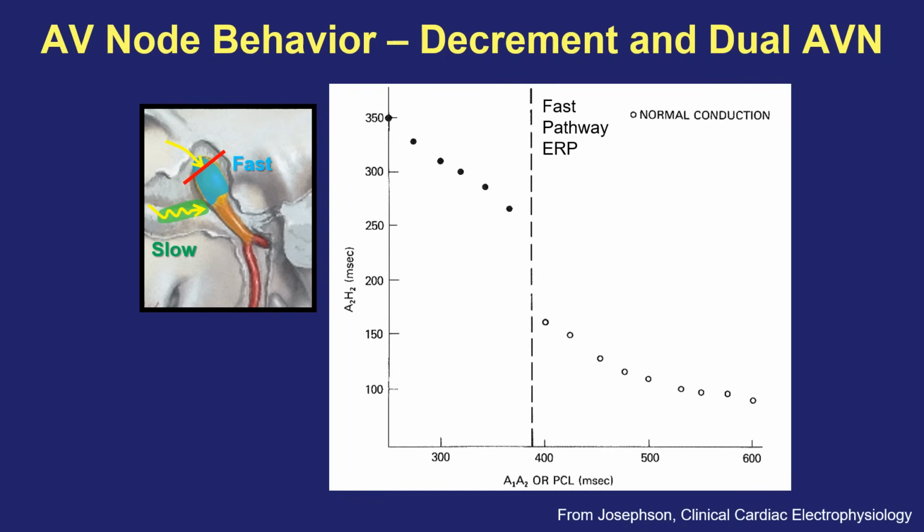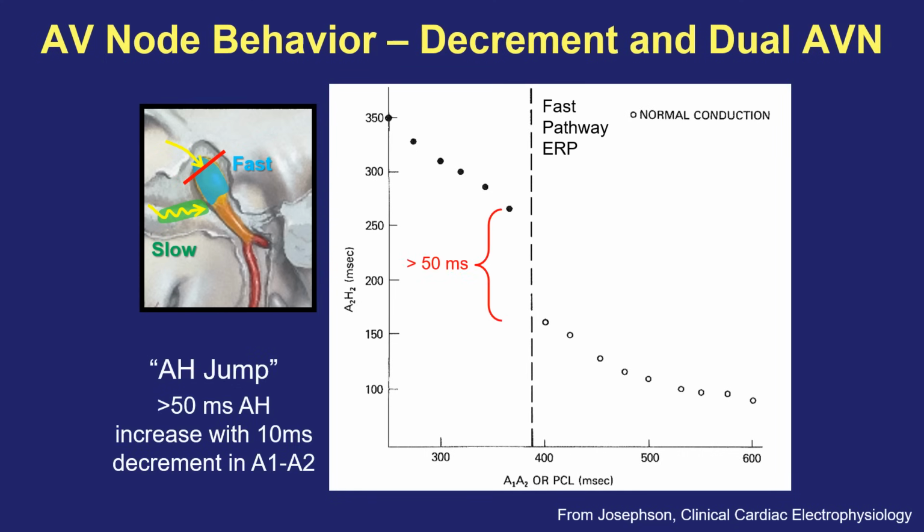So how do you define how big of a change you need to see to say, yeah, we really are dealing with two different components of the AV node? To call this what we call an AH jump, that is defined as a change of more than 50 milliseconds in the AH interval when you've only decreased the A2 beat by 10 milliseconds further. So as you come in by 10 milliseconds, if you jump up in the AH interval by more than 50, that defines a jump, and that defines the presence of a slow component, a second component of the AV node.